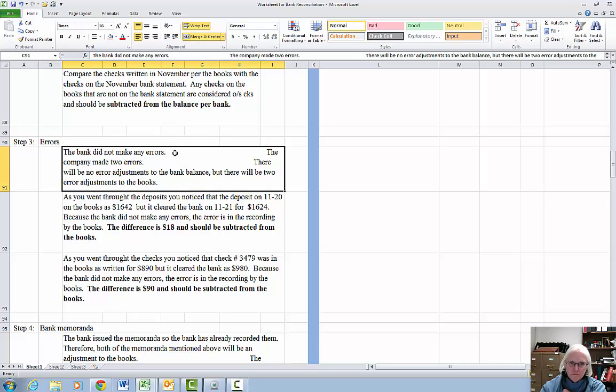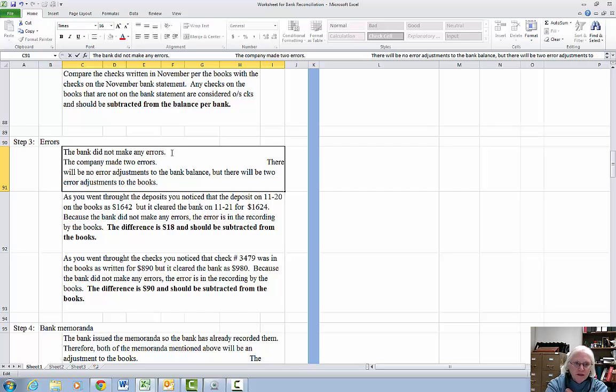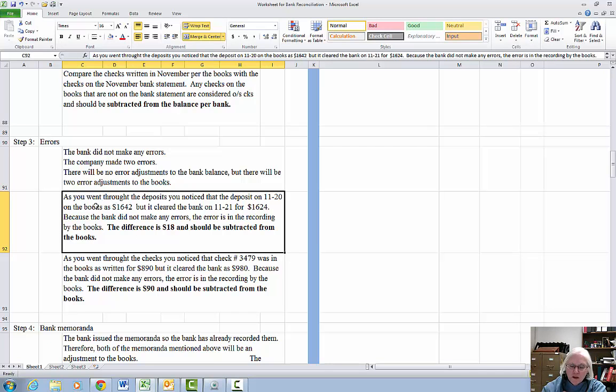the bank, we're going to make the assumption that the bank did not make any mistakes and that the company made 2 mistakes. Okay? There will be no error adjustments to the bank balance, but there will be 2 error adjustments to the books.